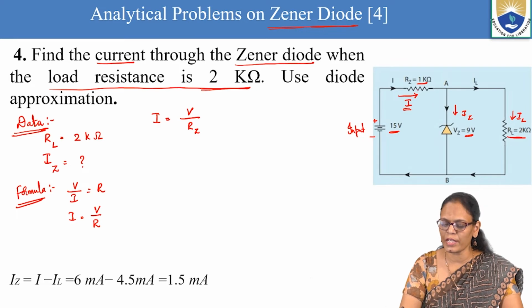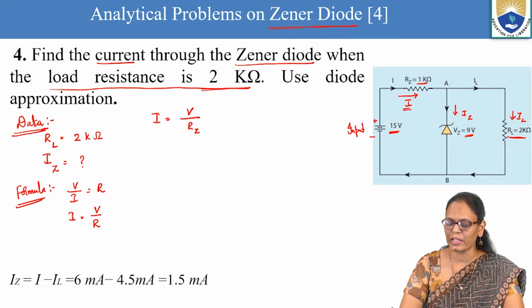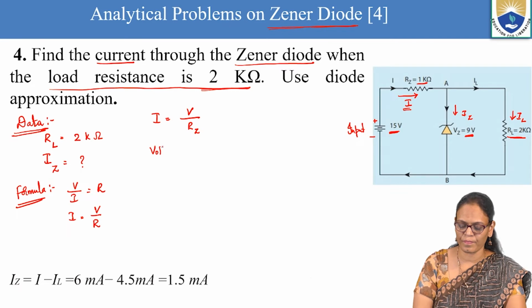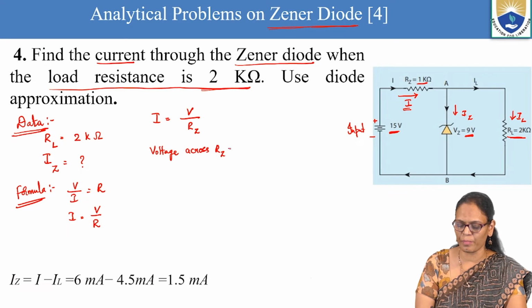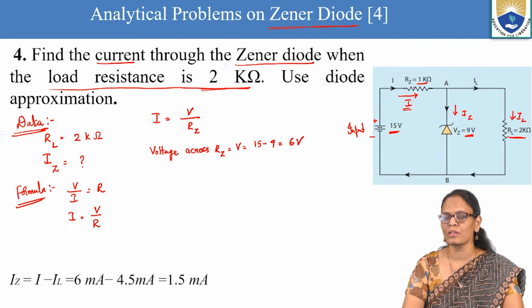Now the point here is, what is the voltage across this resistance? Here it is 15 volts and here it is 9 volt. So voltage across RZ will be V, that is 15 minus 9, that is 6 volt. 6 volt is the voltage.